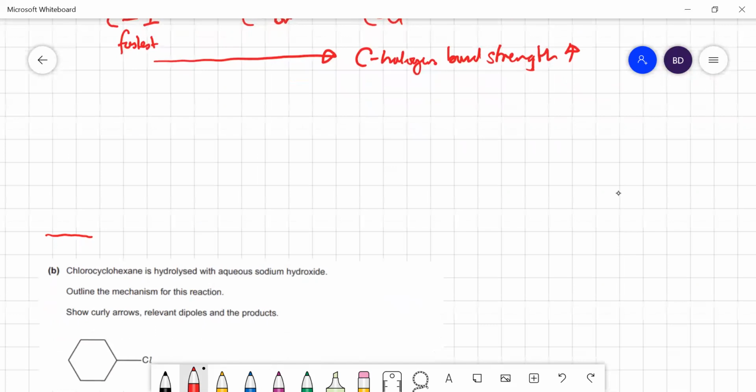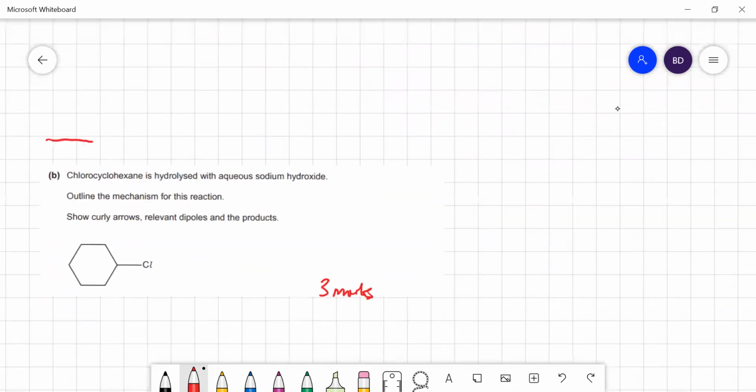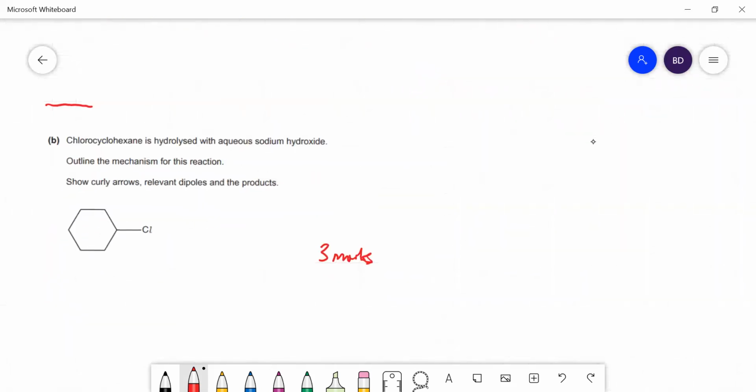Right, okay, so second part of this, more nucleophilic substitution. Chlorocyclohexane is hydrolyzed with sodium hydroxide. Outline the mechanism for this reaction. Show curly arrows and relevant dipoles. Well, I'm going to put a dipole on that carbon, which has a partial positive charge because it's attached to the electronegative chlorine. You're going to get your OH minus ion from the sodium hydroxide.